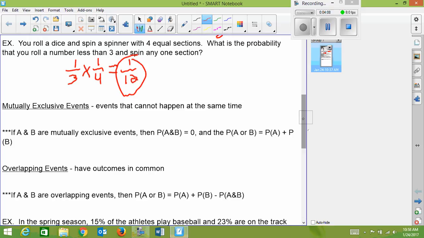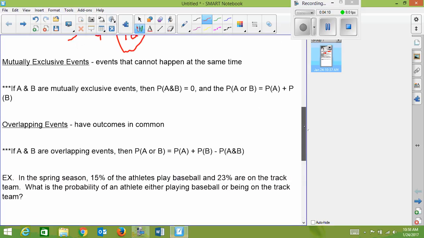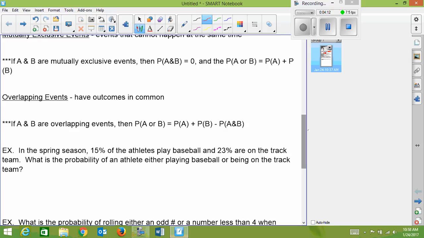Overlapping events have outcomes in common, okay? So if A and B are overlapping events, then the probability of A or B happening is the probability of A plus the probability of B minus the probability of them both happening, okay?